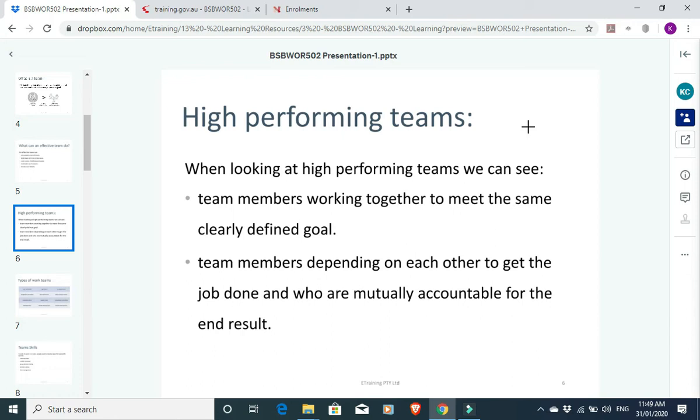And just like in team sport, team members depend on each other to get the job done. And they're mutually accountable for the end result. So if a team loses, every team member is accountable. If a team wins, everyone celebrates. So that's how teams work.